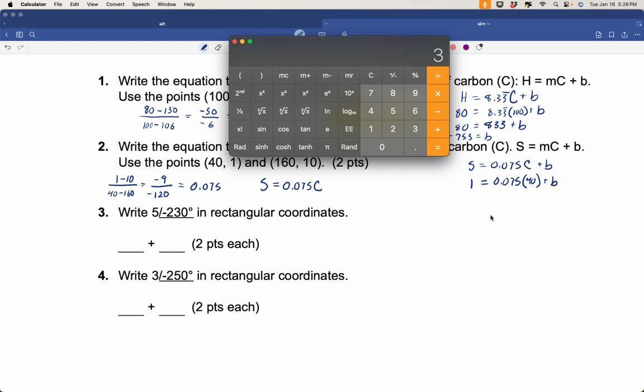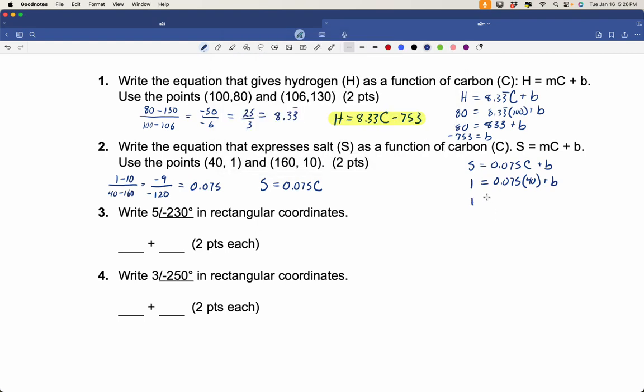That gives me 3. So 1 is equal to 3 plus B. Subtract 3 from both sides. It gives me a negative 2 is the value of B. So I can put my negative 2 right there, and that should be the correct answer.